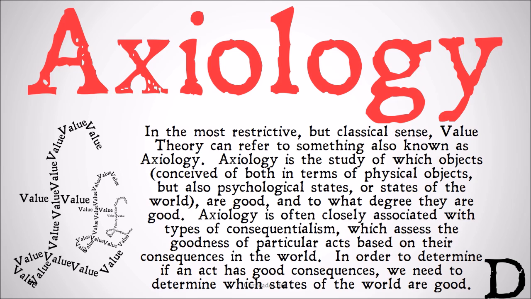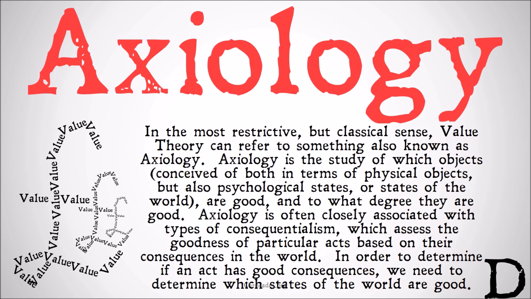However, in a more restrictive sense, and in fact probably the most restrictive sense you'll hear it, value theory can also refer to something known as axiology. Axiology is the study of which objects, conceived of both in terms of physical objects, but also psychological states or states of the world, are good and to what degree they are good. Axiology is often closely associated with types of consequentialism because we're not assessing actions for their goodness, we're assessing states of the world for their goodness, and consequentialism judges acts based on the consequences or the state of the world that they create.